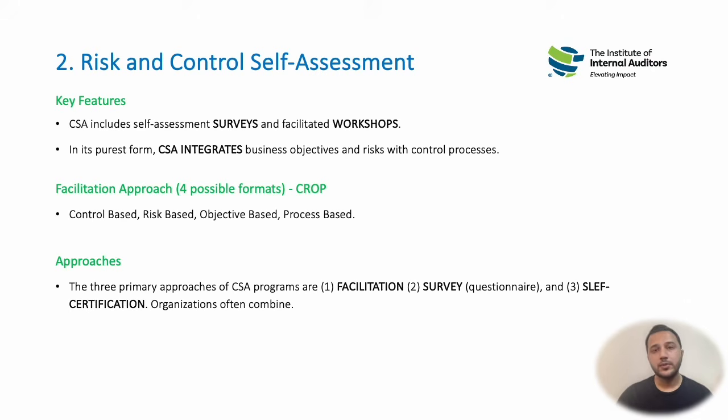There are four possible formats of CSA that you need to be aware of. You can remember these four by CROP, an acronym, if you are interested, or you can make your own. These are control based, risk based, objective based, and process based. So these are the four possible formats in which we carry out CSA. We can also blend two or three approaches within the same CSA program to come up with better results.